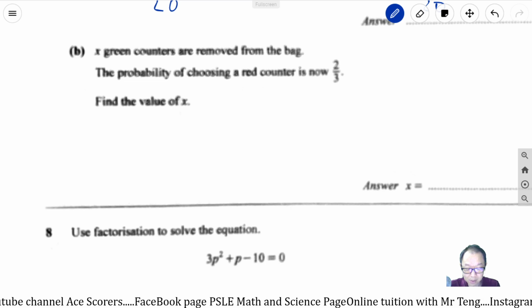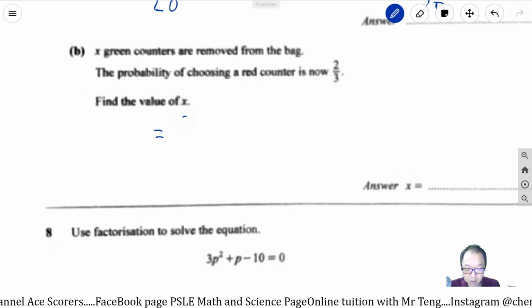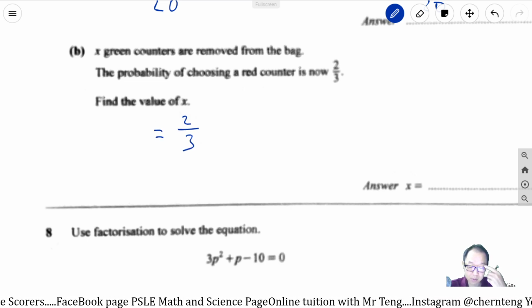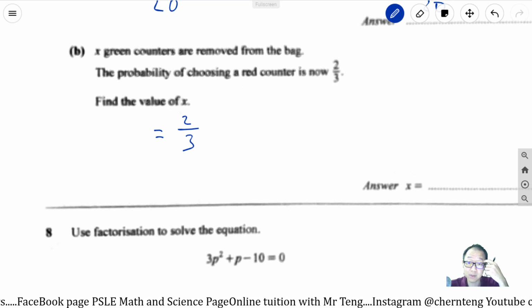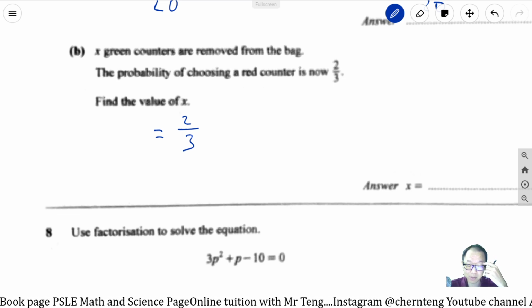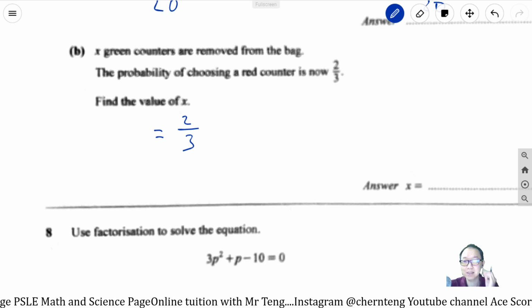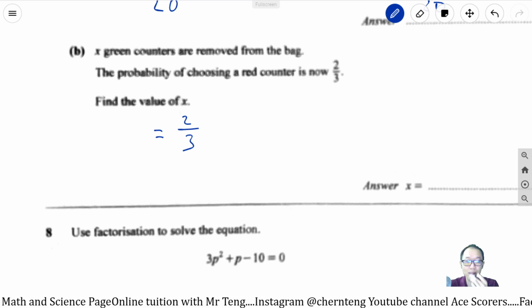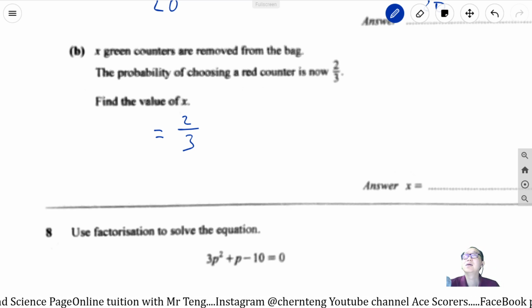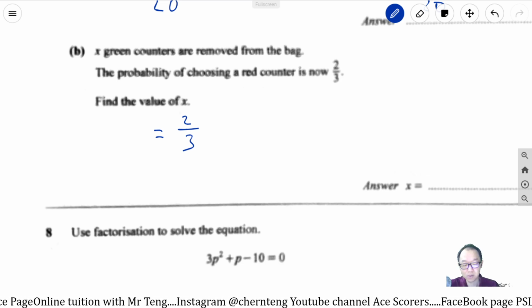So find the value of x. So the probability is 2 over 3. Now this is another type of question. As I mentioned, questions are getting slightly tougher. It's not like last time where it's very straightforward. So it's not straightforward anymore.